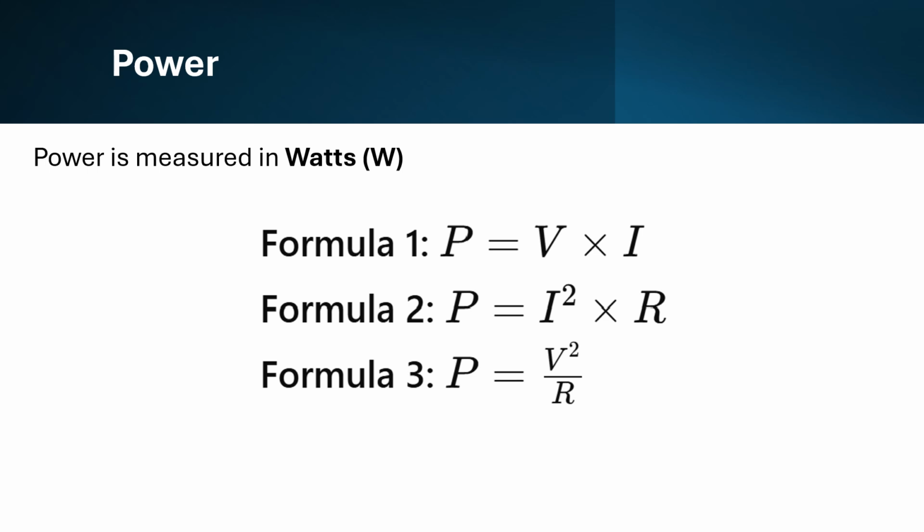Okay, power. Power is measured in watts, and there are 3 different equations. One is power equals voltage times current. Another one is power equals current squared times resistance. And finally, power equals voltage squared over resistance. All you would do with this type of question is look at what values you're given and then find the appropriate formula.